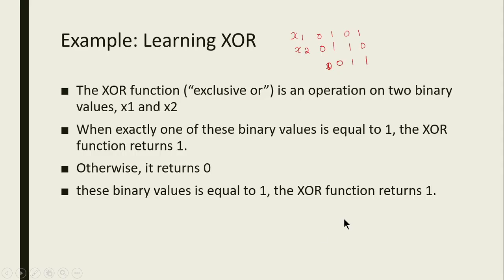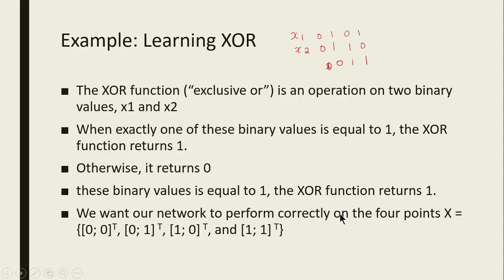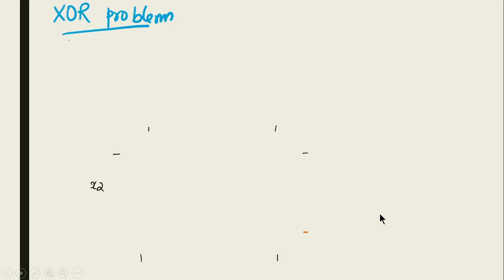So when exactly one of these binary values is equal to 1, the XOR function returns 1. We want our network to perform correctly on the 4 points, that is, the inputs are 0 0, 0 1, 1 0 and 1 1. So these are the 4 possible inputs to the function.